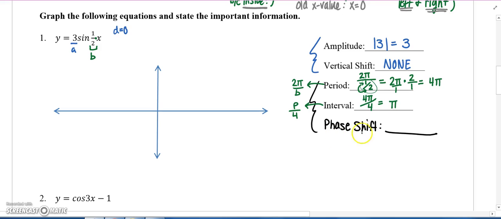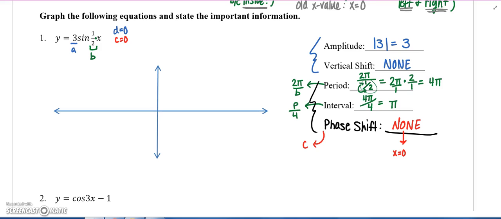Alright, last piece is our phase shift. Phase shift is C, alright, which is the opposite of the value you're adding to x. And here I've got nothing I'm adding to x. So there is no C, that means there is no phase shift. Alright, when there's no phase shift, we just start at x equals 0. When there is a phase shift, we'll go left or right.